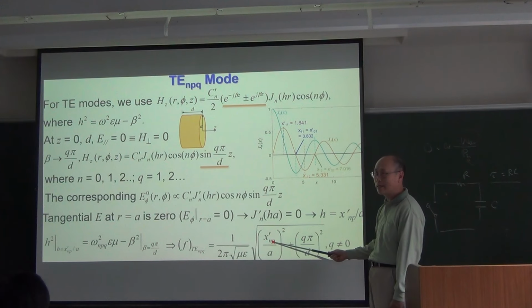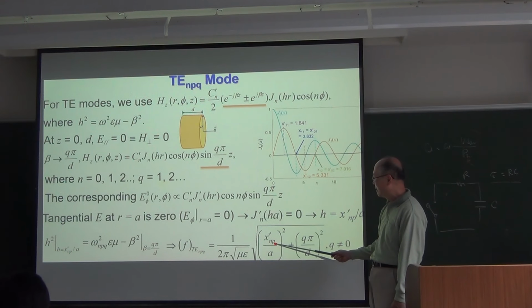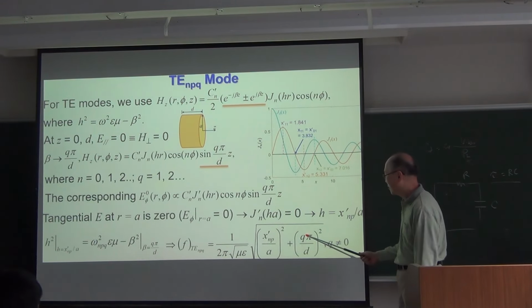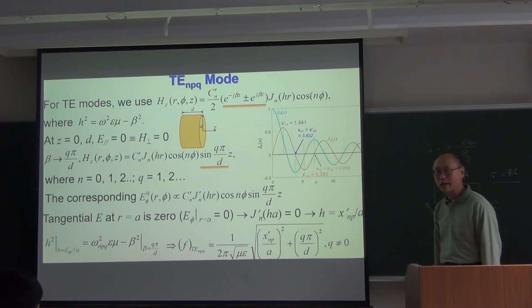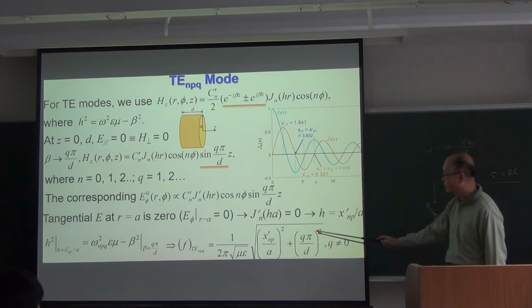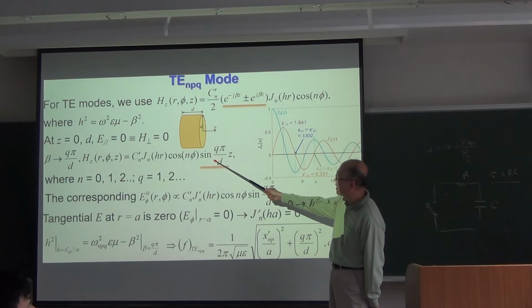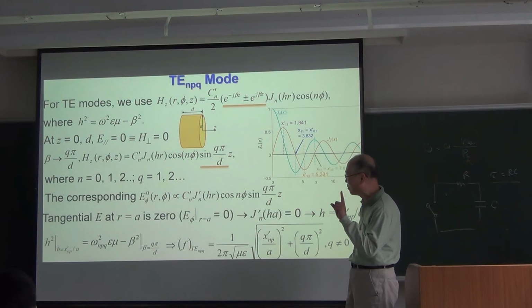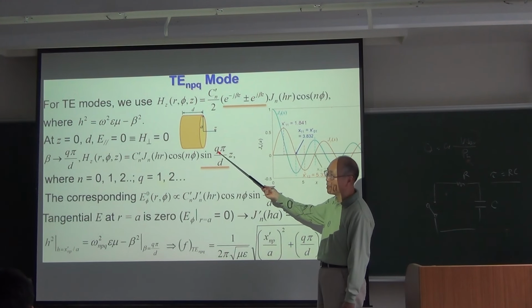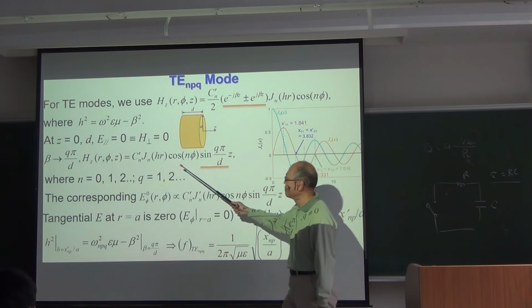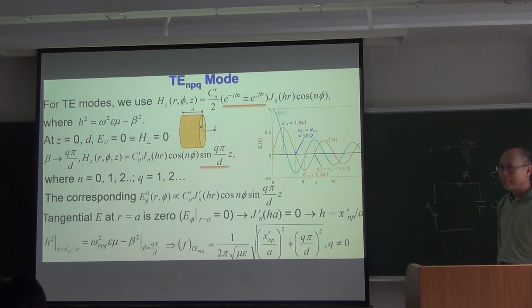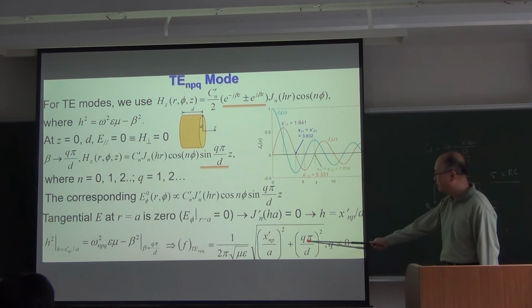And again, n is the mode number along the phi direction. P is the number of zero crossings associated with J prime n. Okay, and then Q is decided by the z boundaries. If you choose this to be sin(qπz/d) for the Hz, this means that the minimum value of q has to be equal to 1. You cannot put q equal to 0, because that kills everything. If you kill Hz, the TE mode has no meaning. So the minimum value for q is equal to 1.